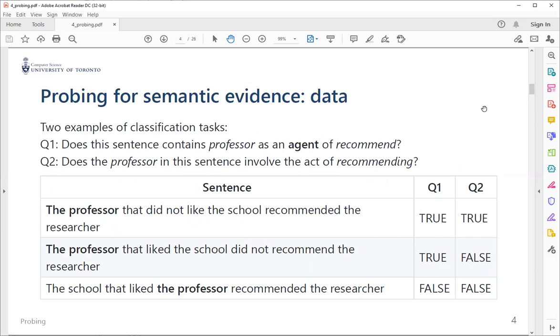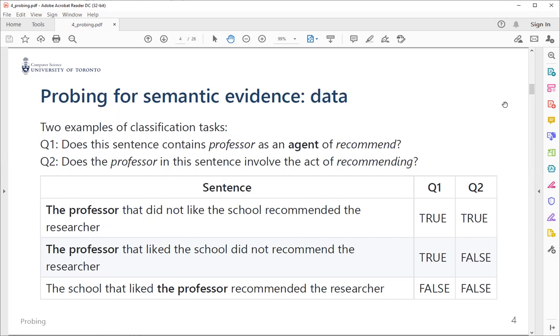They collected a lot of data, and let's look at several examples. These two classification tasks are referring to whether this sentence contains the word professor as an agent of the word recommend, or whether this professor in the sentence is involved in the act of recommending. These two questions are slightly different.